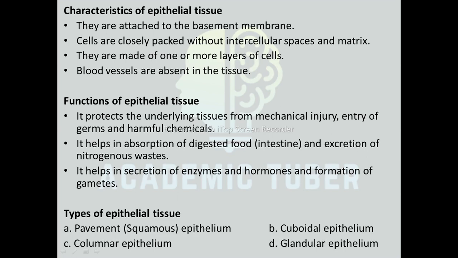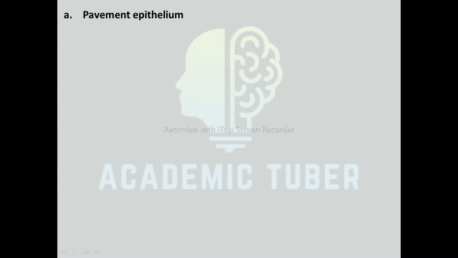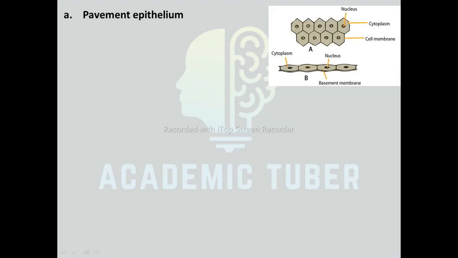Types of epithelial tissue. There are four types of epithelial tissue. They are pavement, which is also known as the squamous epithelium, cuboidal epithelium, columnar epithelium, and finally glandular epithelium. First one is pavement epithelium. Here is a diagram showing the pavement epithelium.